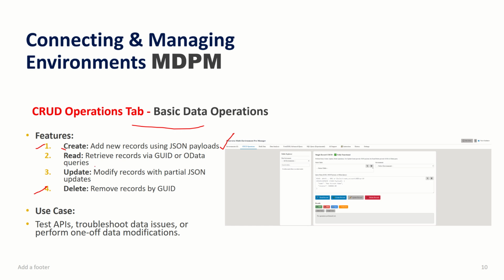You can read data that you already have inside it. That's number 2. You can retrieve records through GUID or OData queries. You can run OData queries, and I'm going to show you that as we walk along. Number 3, you can update existing records. You modify records with partial JSON updates in your Dynamics 365 application, which is the Microsoft Dataverse behind the scenes.